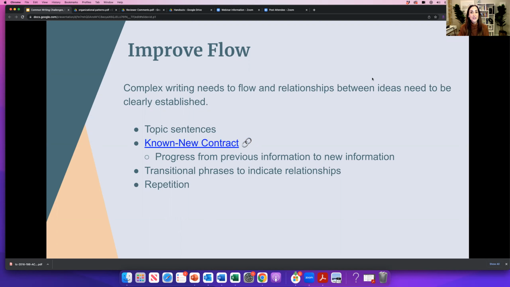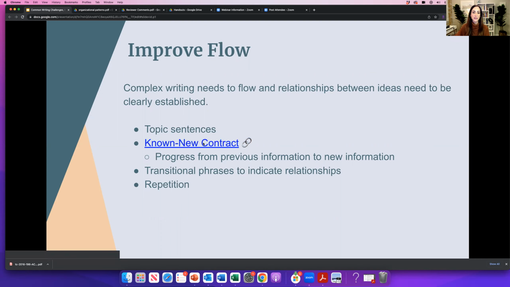Being intentional about the transitional phrases that you're using to indicate relationships between ideas. And then repetition, that's huge. And that also goes in with alignment, which I'll talk about in a moment, but repeating important keywords and concepts, even repeating the subjects and nouns in a sentence are different ways to improve flow.